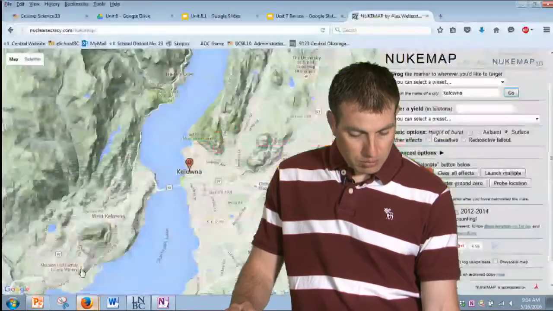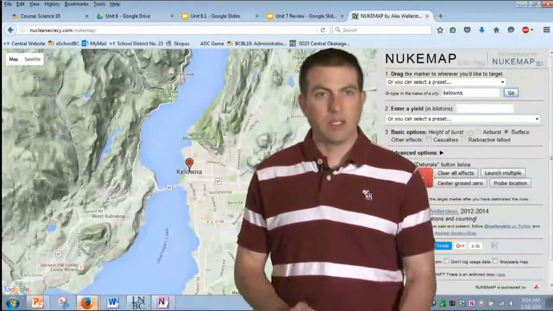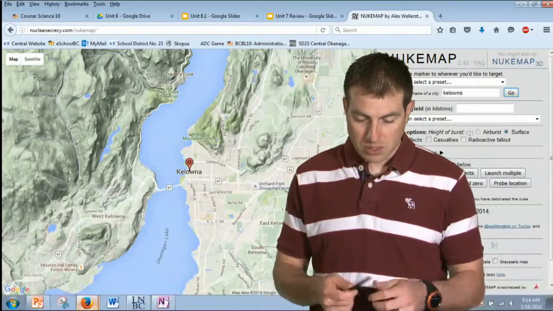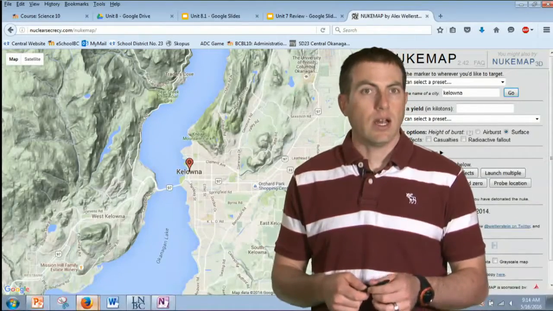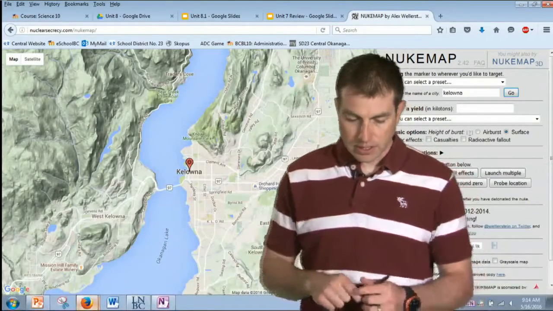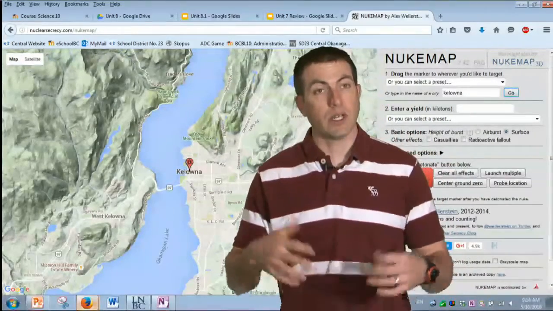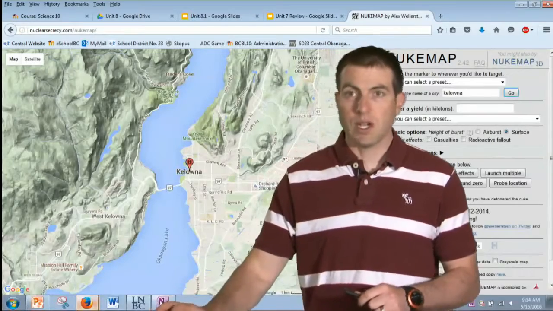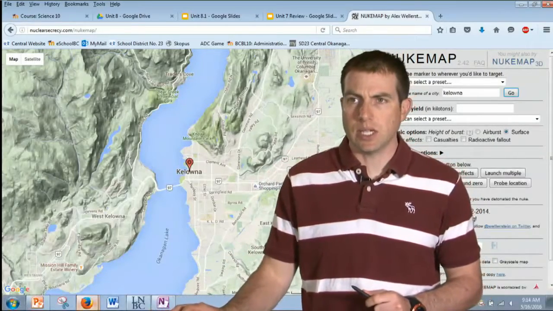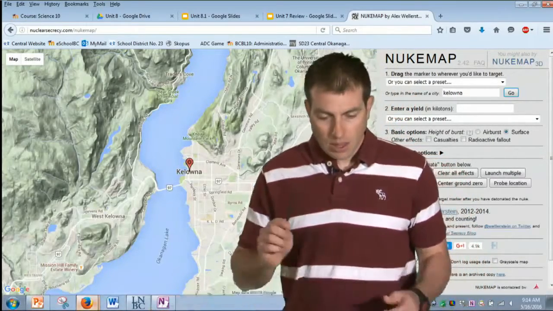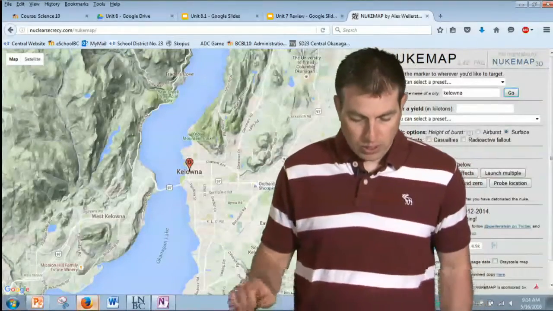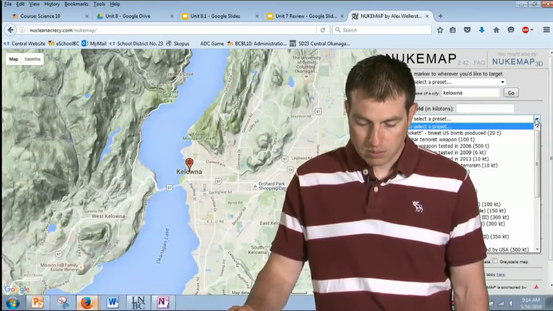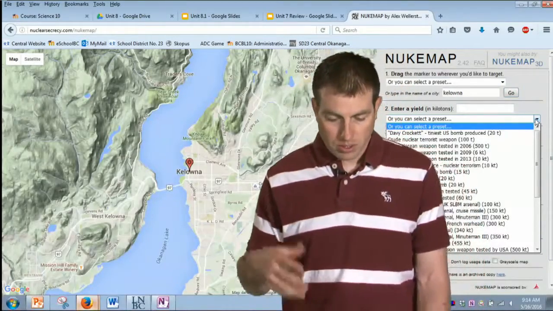I kind of stumbled onto this website. I wasn't even looking for anything to do with nuclear bombs, but I stumbled across it the other day. And I know we talked about some nuclear bombs, and I wanted to show you some stuff related to how big the devastation can be. So this is obviously a map of Kelowna, and what we can do here is pick some bombs that are kind of common.